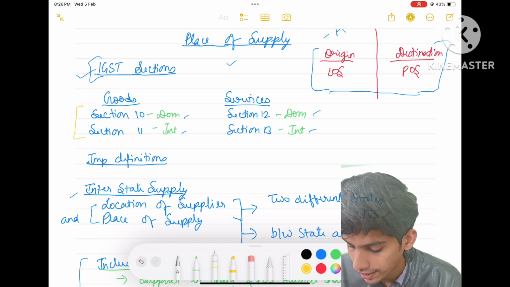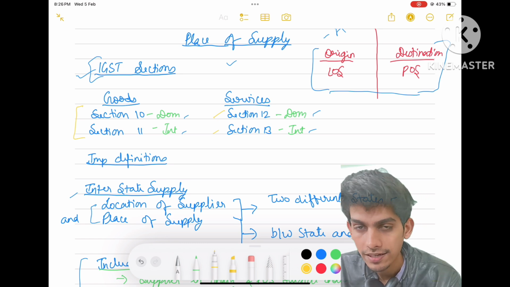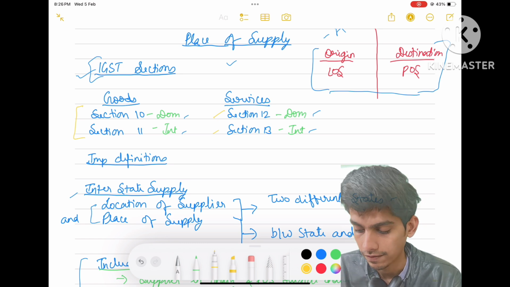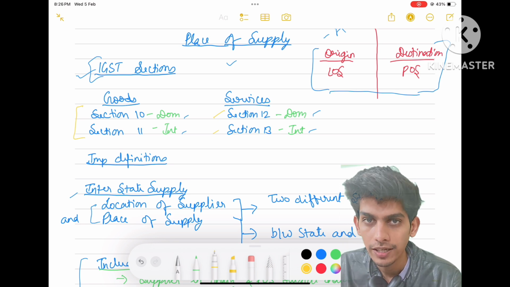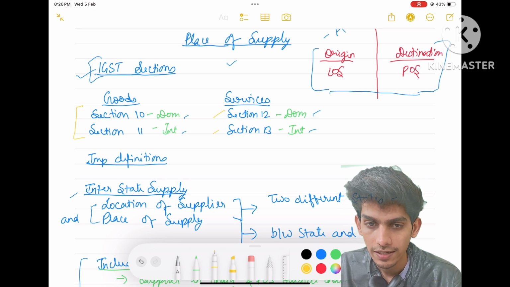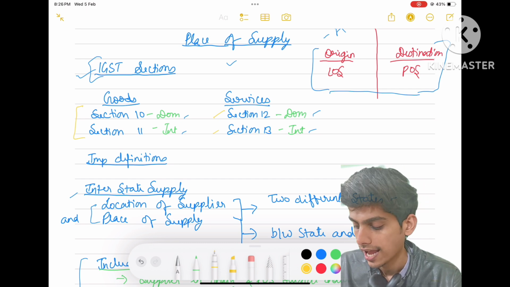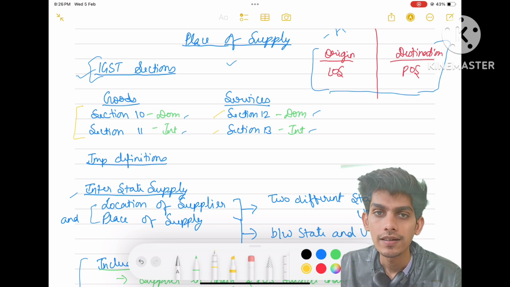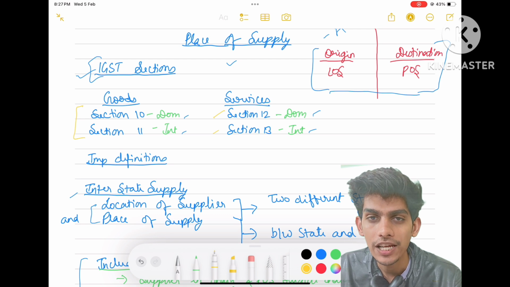Similarly, in services, we have sections 12 and 13. Section 12 is for domestic transactions when both the supplier and recipient are in India. And section 13 is for international transactions when any of them is outside India. In this chapter, you will learn the concept of origin and destination. Origin is from where the transaction originates, from where the goods are being supplied, and destination will be the place where the transaction will end. That we will call the place of supply.